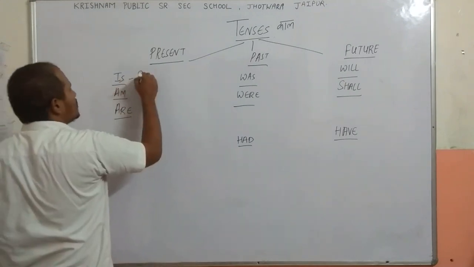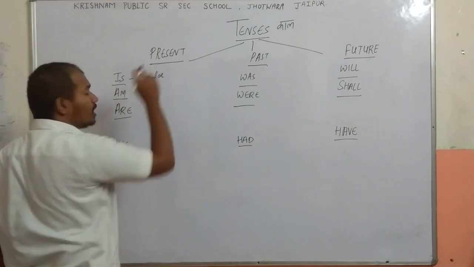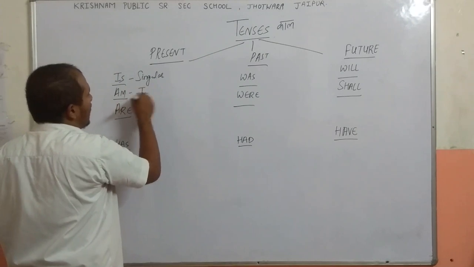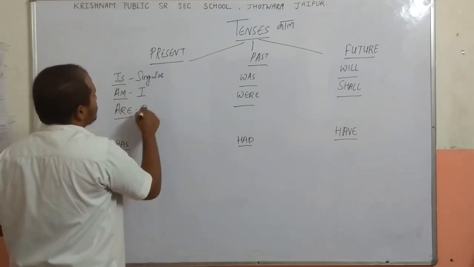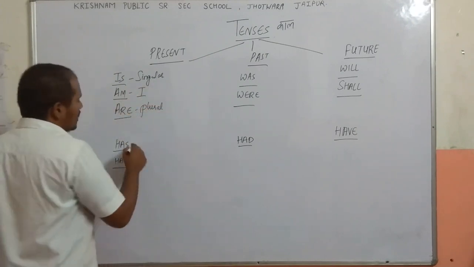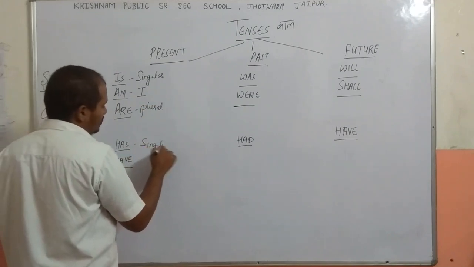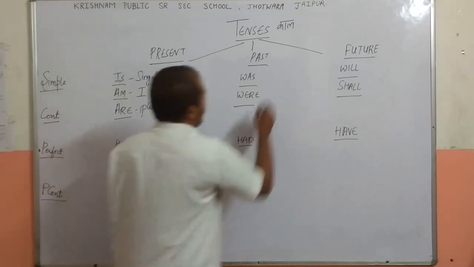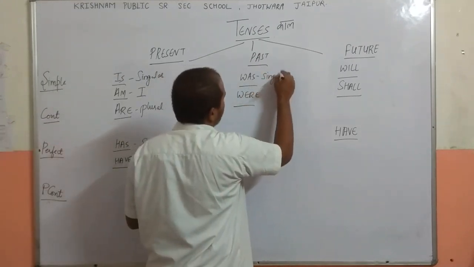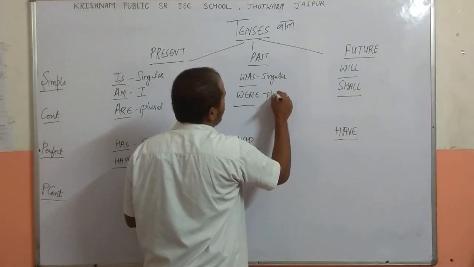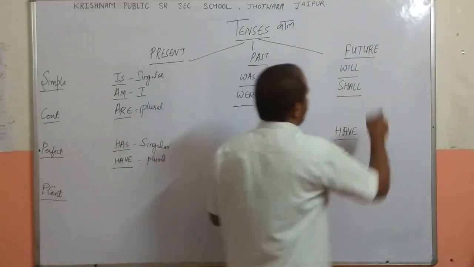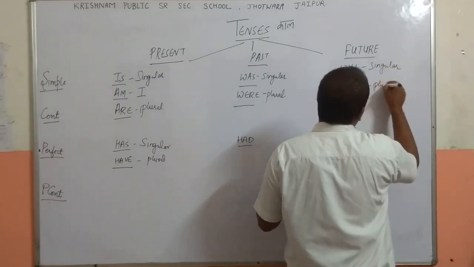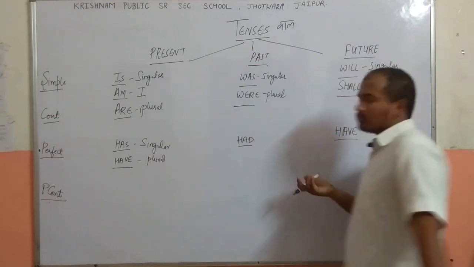Is is used with a singular subject. Am is used with I when I comes as a subject. Are is used with a plural subject. Has is used with a singular subject, and have is used with a plural subject. Was is used with a singular subject. Were is used with a plural subject. Will is used with a singular subject, shall with a plural subject, and have is common.